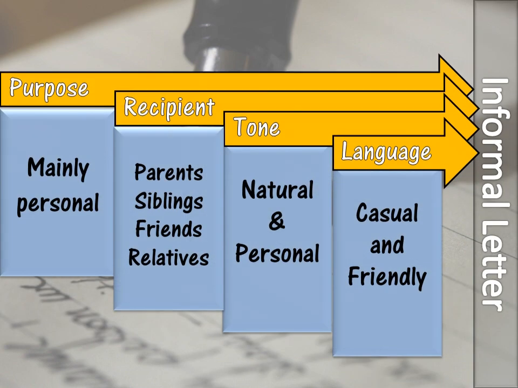Informal letters are mainly used for personal purposes. They are written to close acquaintances of the writer, like parents, siblings, friends, and relatives. These letters have a natural and personal tone, and the language used is casual and friendly.